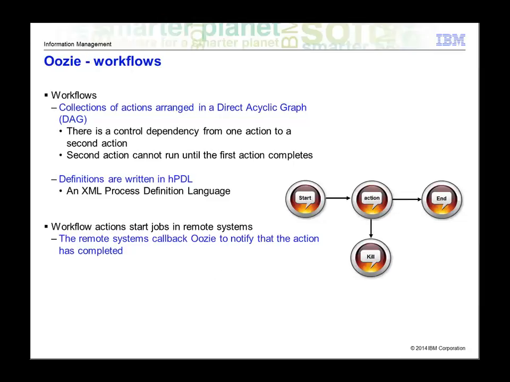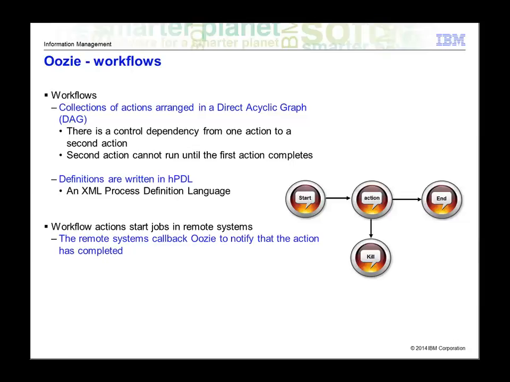Oozie is an open source job control component used to manage Hadoop jobs. Oozie workflows are collections of actions arranged in a directed acyclic graph. There is a control dependency between actions in that a second action cannot run until the preceding action completes. For example, you have the capability of having one job execute only when a previous job completed successfully. You can specify that several jobs are permitted to execute in parallel, but a final job must wait to begin executing after all parallel jobs complete.